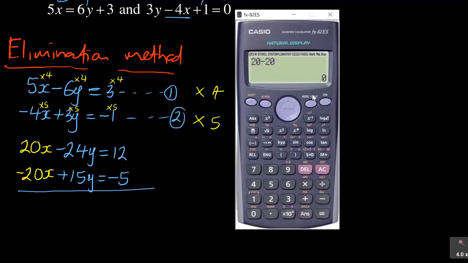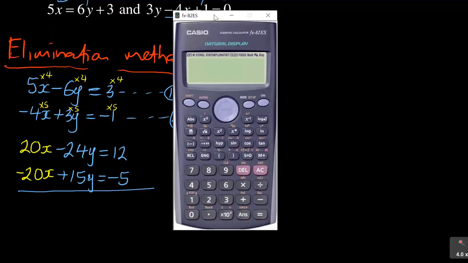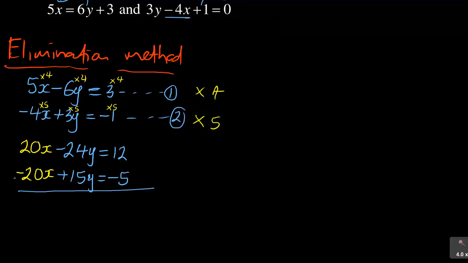You can see that I've eliminated x. That's what they mean by elimination. It will be 20x minus 20x, which is 0. And then I can take my calculator. In other words, I'm just adding these two equations. So in these two equations, I'm going to add them.